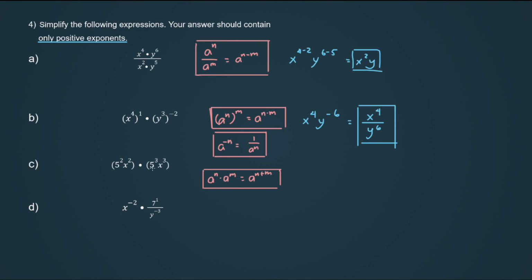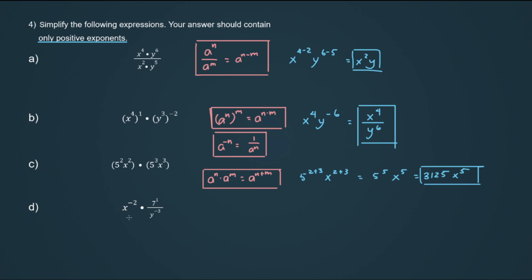So 5 squared times 5 cubed is 5 to the 2 plus 3, right? And same with the x's, okay? x to the 2 plus 3. And so that's going to give me 5 to the 5 times x to the 5. And 5 to the 5, that fits in your calculator. That should be 3125 x to the 5. That is your answer for 4C, okay?